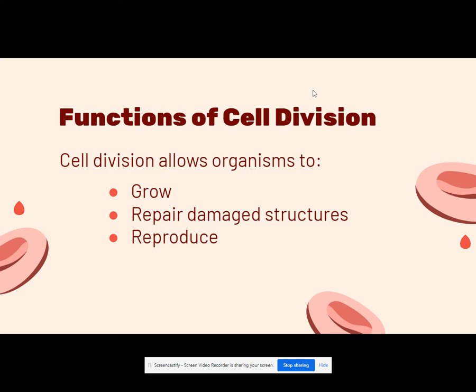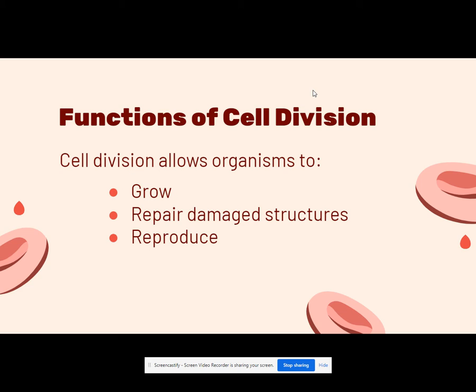A third function is reproduction. Some organisms reproduce simply through cell division. Many single celled organisms, such as amoebas, reproduce this way. Other organisms can reproduce when cell division leads to the growth of new structures. For example, a cactus can grow new stems and roots. These structures can then break away from the parent plant and become a separate plant.